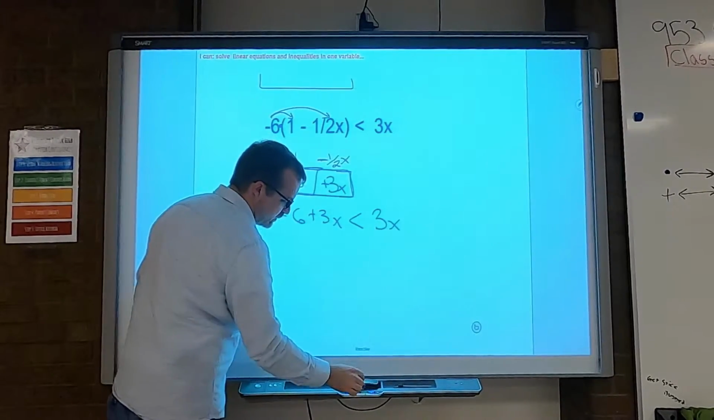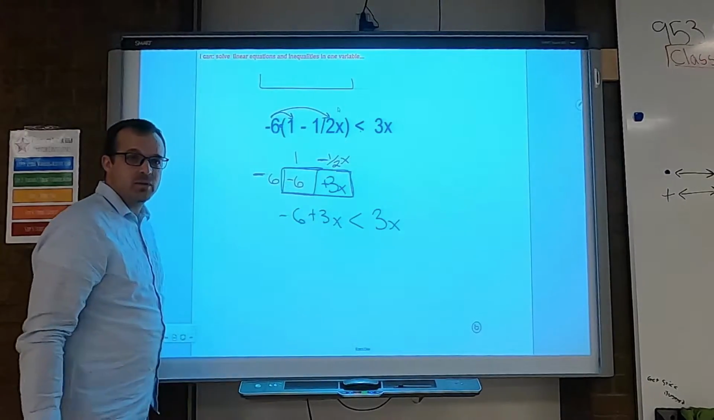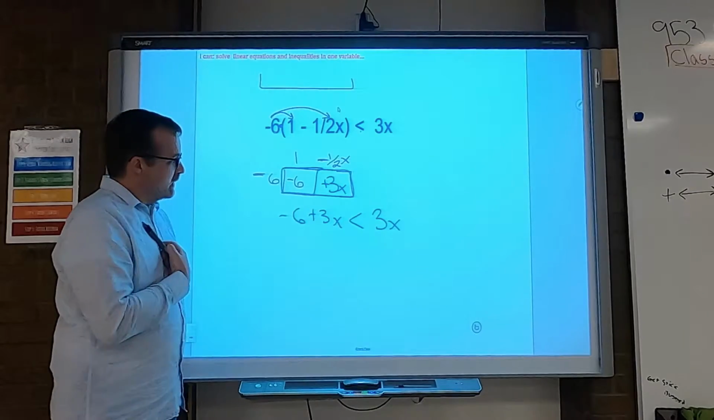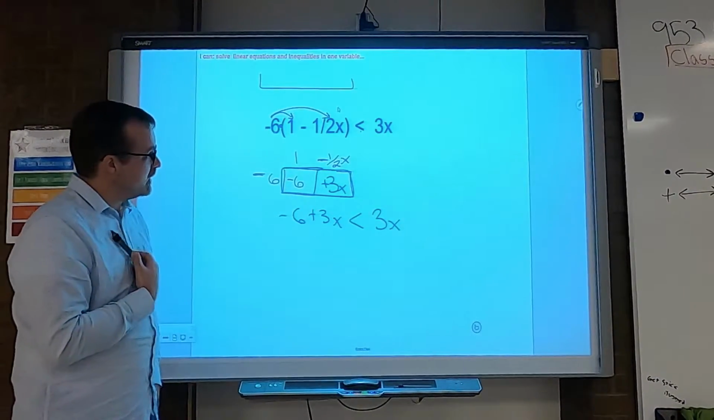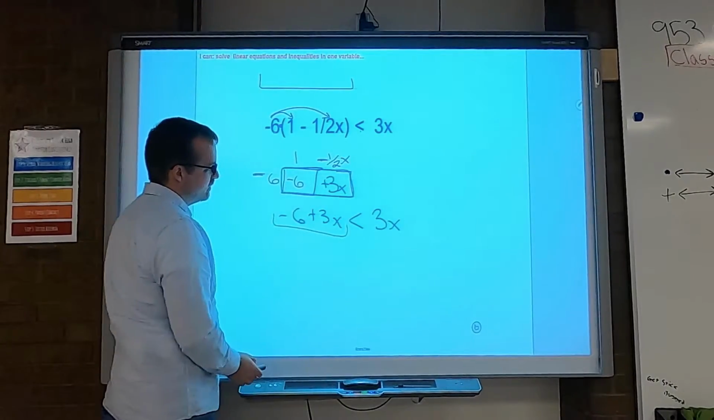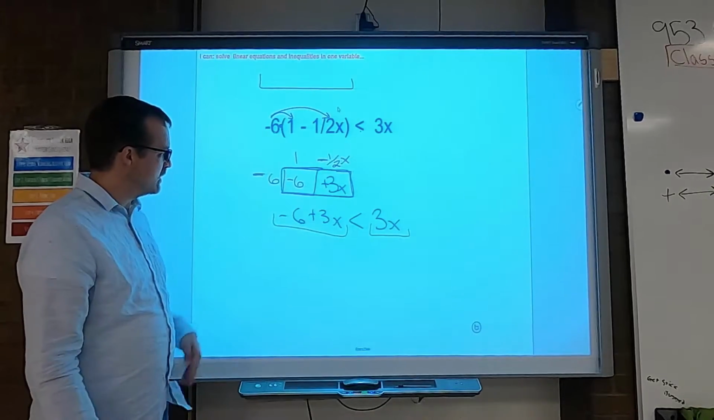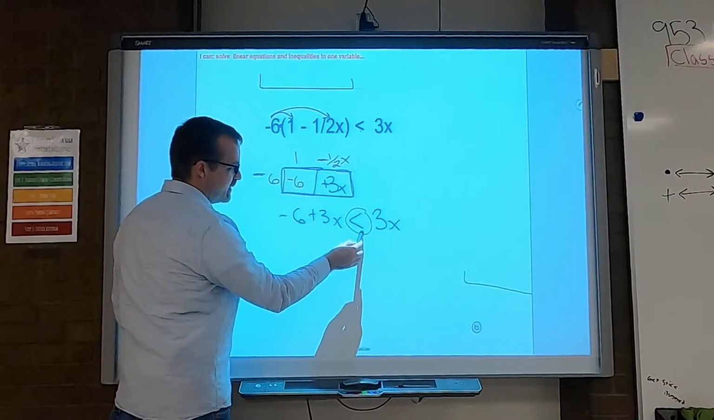Now I want to cover this really quick. Just because I distributed doesn't mean I flip the sign, right? We don't flip the sign until we do it to both sides. So we got this left over: negative 6 plus 3x is less than 3x. Looks like I'm done simplifying on this side. And it doesn't look like I have anything to simplify over here. So let's solve. All right, I see that I have variables on both sides.